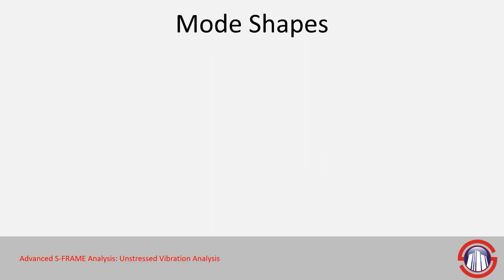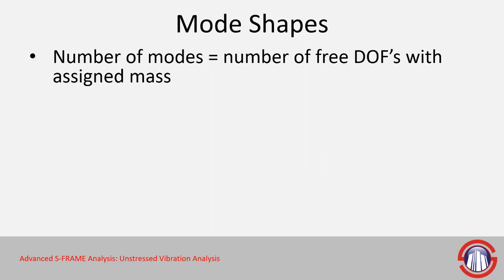Now, from a vibration analysis, we get mode shapes. The number of mode shapes is equal to the number of free degrees of freedom that have assigned mass. This may sound a little strange from what we've discussed so far, but basically you can think of every single joint in a 3D model as having 6 degrees of freedom by default. So it will have X, Y, and Z translation and X, Y, and Z rotation.